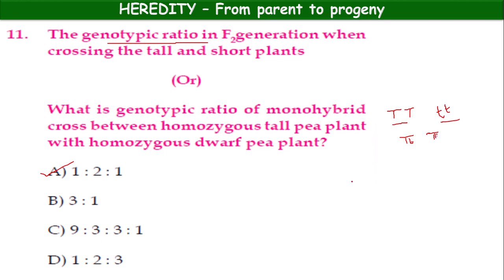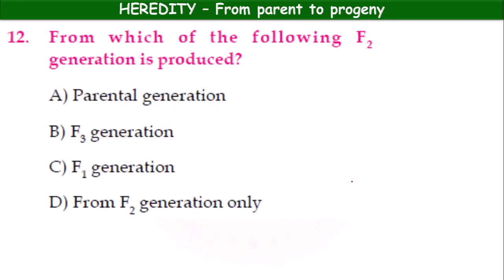Okay. Next, from which of the following F2 generation is produced? Parental generation, F3 generation, F1 generation, from F2 generation only. From F1 generation on selfing, this F2 generation is produced. Okay. So, C.